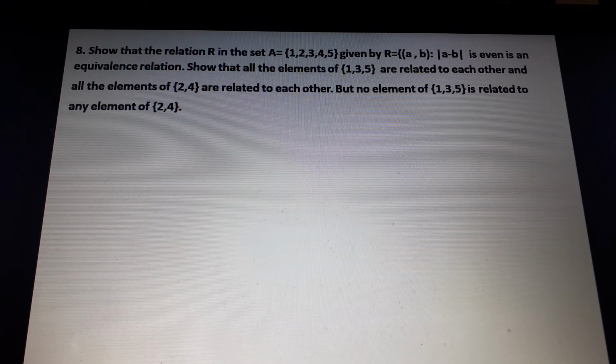So let me write the solution. A is given by {1, 2, 3, 4, 5} and R is the set of all elements (a, b) such that |a − b| is even. Since the set is finite, we can even write all the ordered pairs, then we can show that it is an equivalence relation. That is one thing. But let us prove in general so that the problem becomes easy. First, I have to show that R is reflexive.